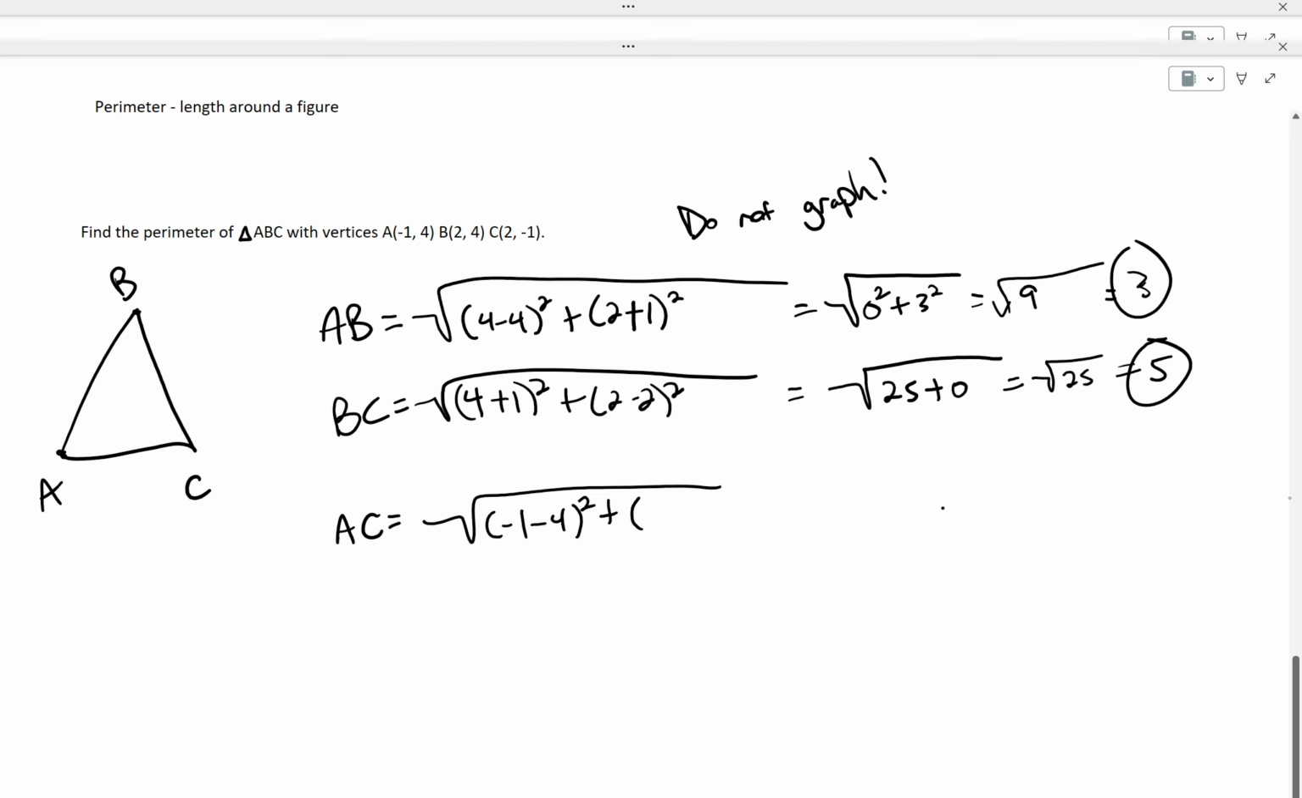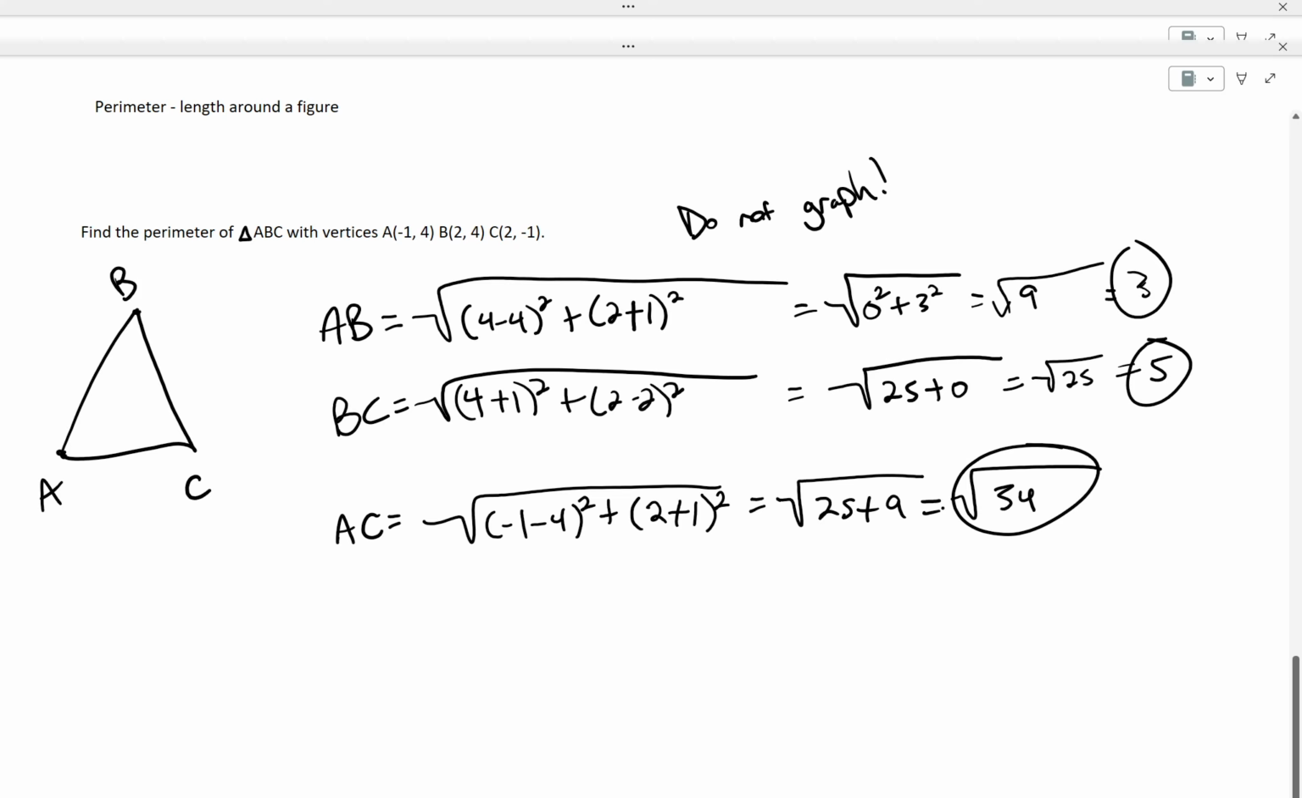Squared plus 2 minus negative 1, or minus 1, which is plus 1. Negative 1 minus 4 is negative 5 squared is 25. Plus 2 plus 1 is 3. Squared is 9. So the square root of 25 plus 9, which is 34.